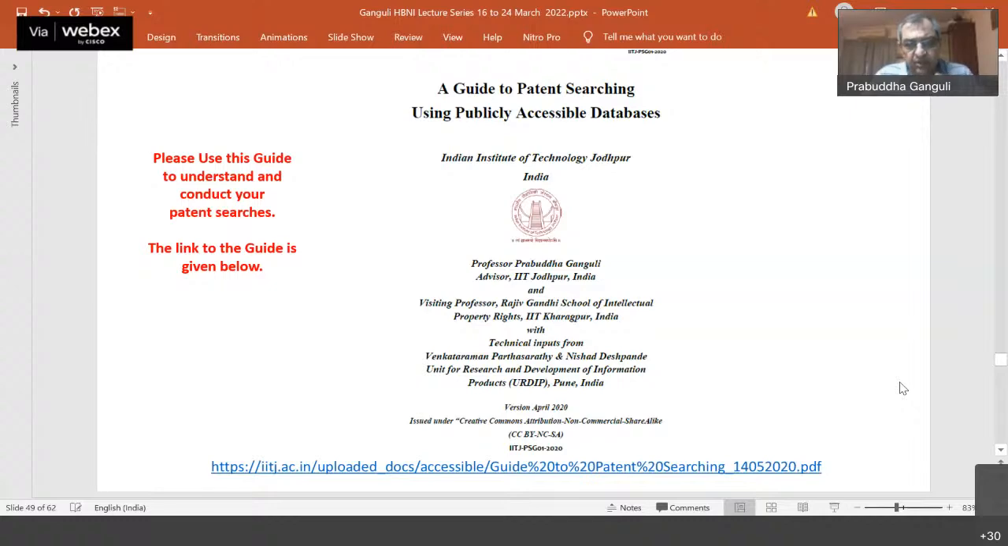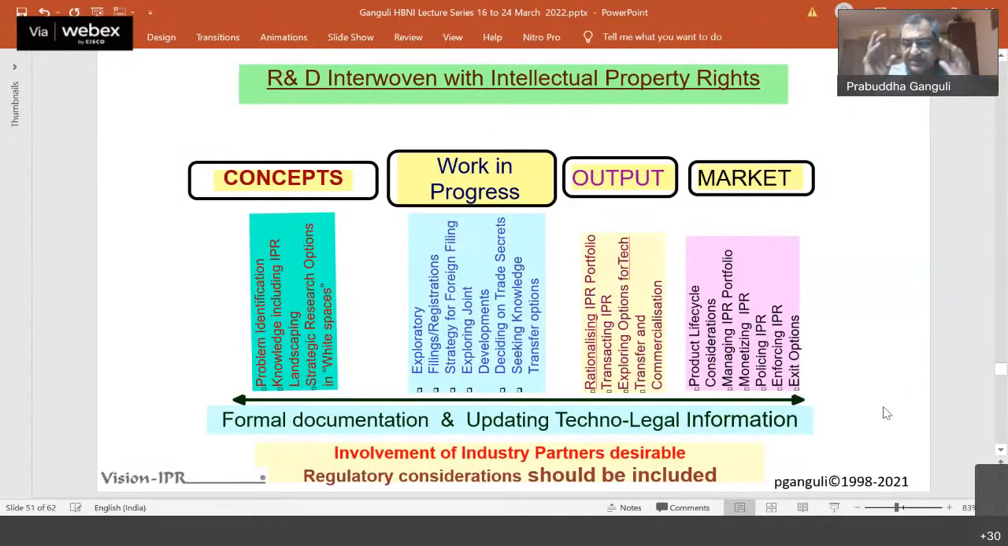But then let us quickly look at some of the things that we started off with. So we were at the concept stage, where we were trying to define our problem and create our strategy for doing research. And we said that the first part of defining the problem and creating the strategy for research would be to do a complete knowledge landscaping, including patent landscaping in that particular field or area. And that is where we looked at all this. And then we said that depending on what we get from the landscaping, we work out the areas in which I can safely work and then create my research problem and research strategy.